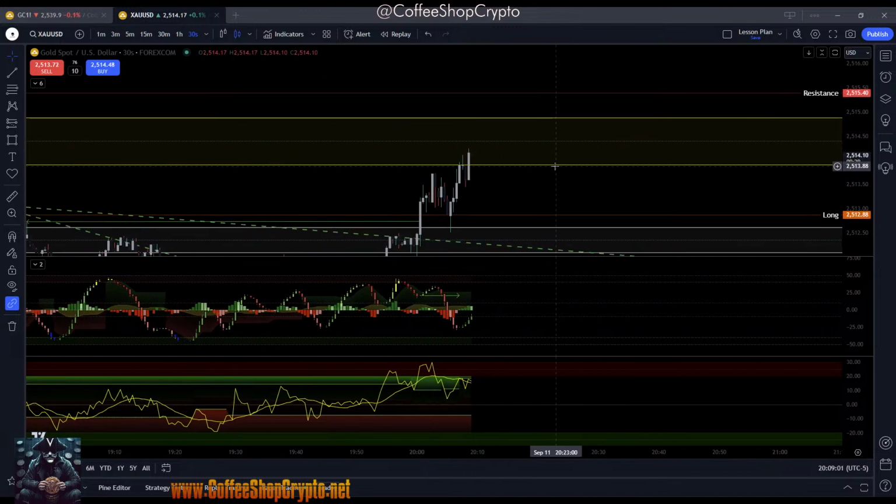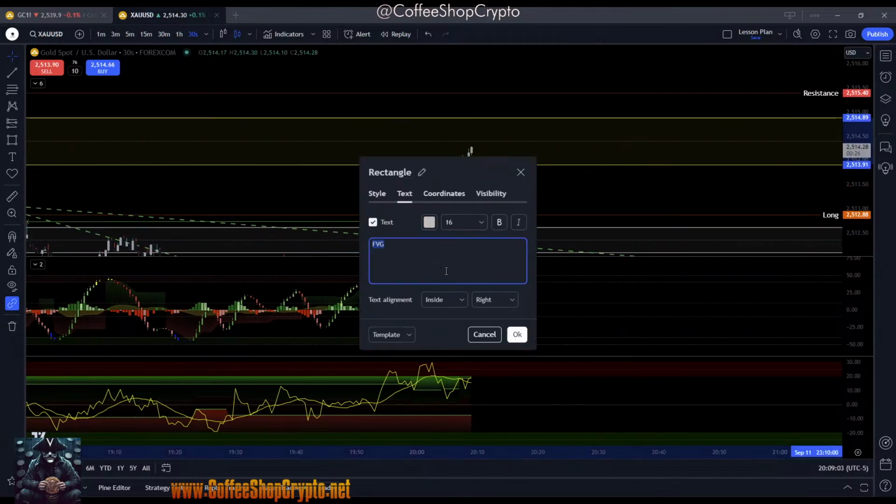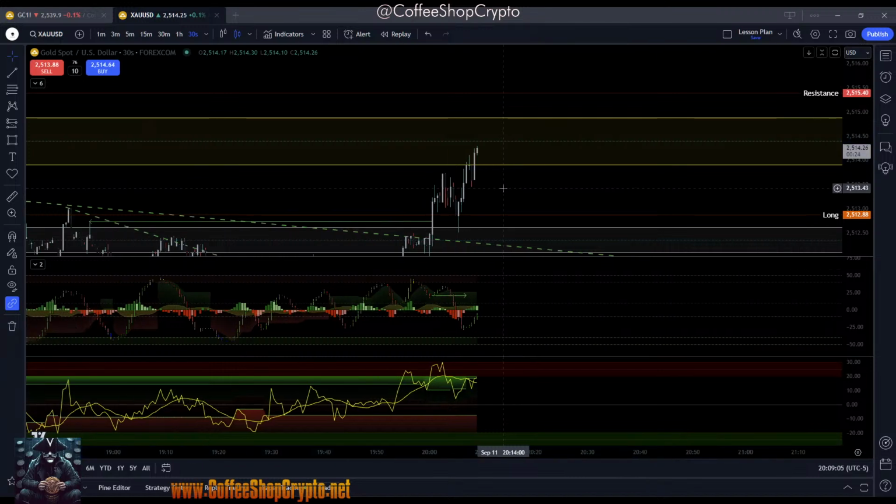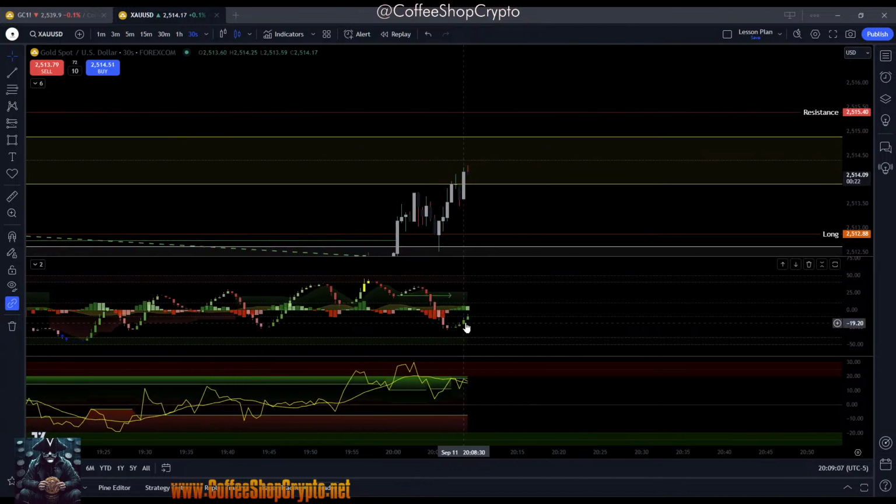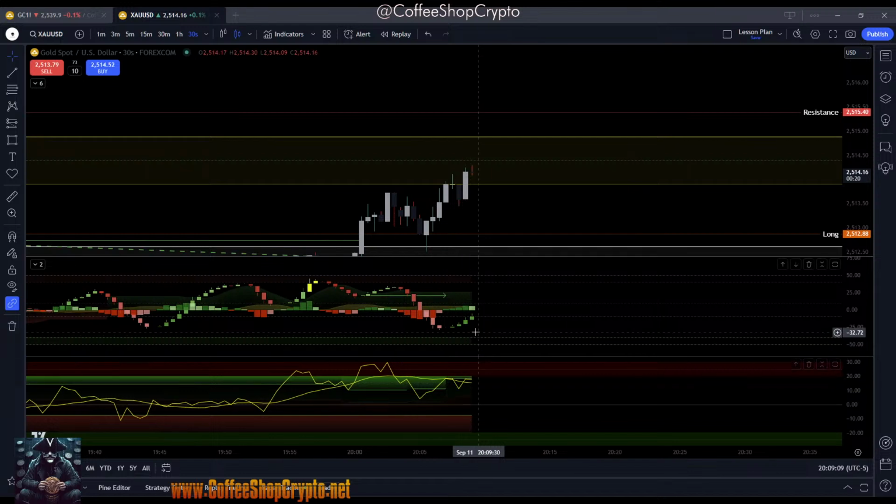All right, moving up through here. This is a fair value gap, I think it was. Yeah, that's a fair value gap. All right, running along there. Nope, that's going to pull back. You trade NQ only, and it loves to trade that.